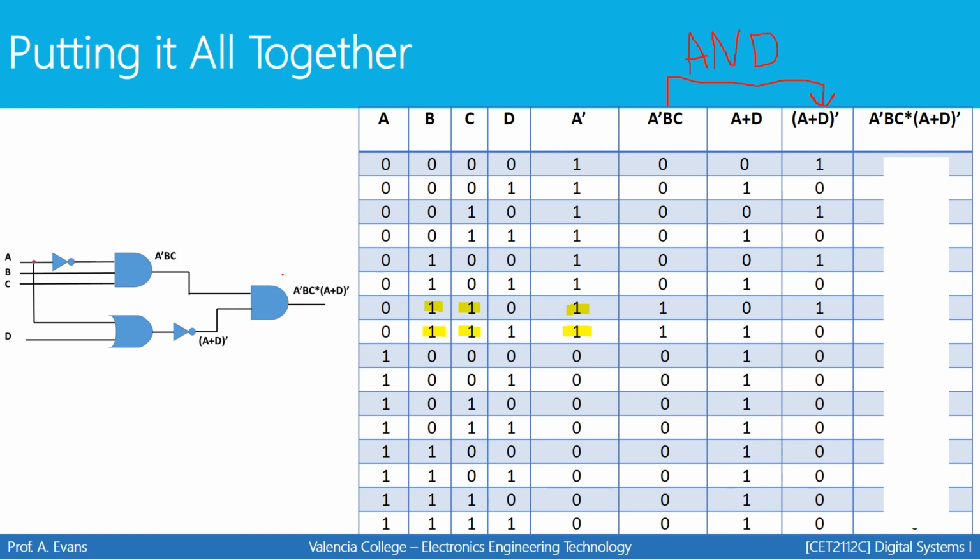According to my circuit, I'm doing an AND operation right here. So I need to look at this column because this is the first input to the AND gate. And I need to look at this column because this is the second input to my AND gate. And I'm going to go 0 and 1. 0 and 0. 0 and 1. All the way down, looking for the times when this column and this column are both 1.